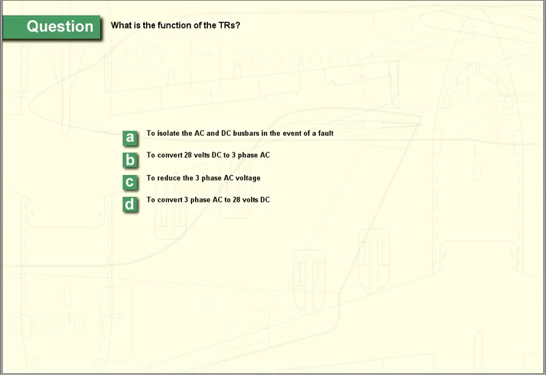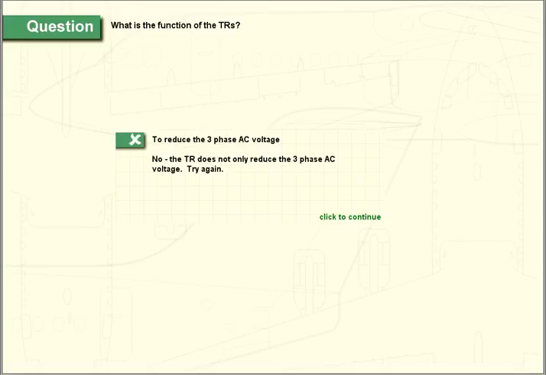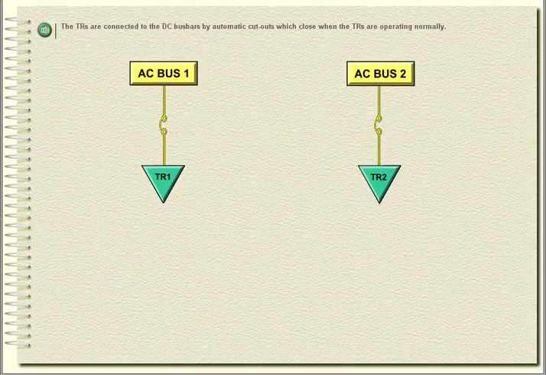What is the function of the TRs? The TRs are connected to the DC busbars by automatic cutouts, which close when the TRs are operating normally.